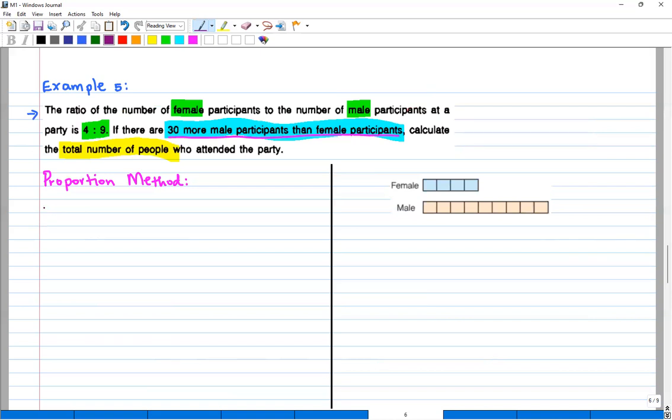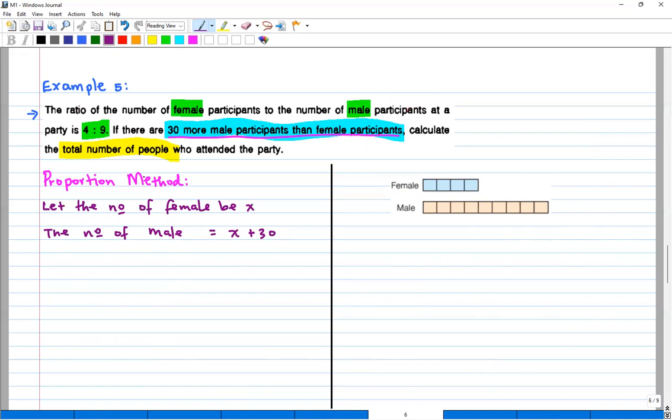if we let the number of female participants be X. So if the number of female participants is X, then the number of male participants will be X plus 30, because we have 30 more male than female. So it means that the number of male participants will be X plus 30.